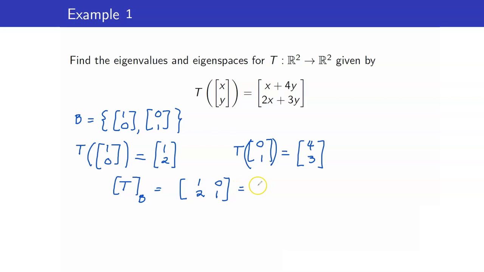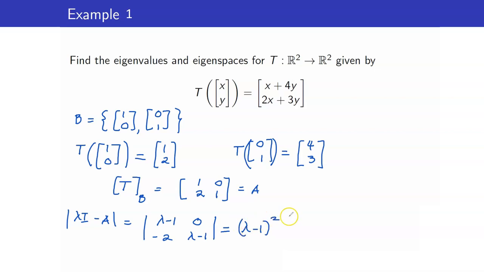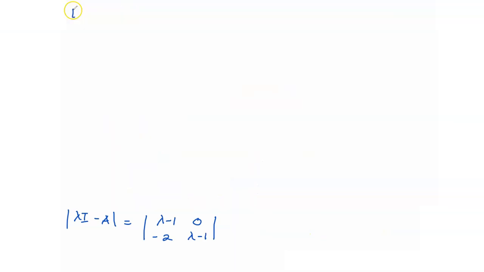Let us now get the eigenvalues of this matrix. Let me just call this A. So we have lambda I minus A. This determinant is equal to the determinant of this matrix, which is equal to the square of lambda minus 1. And therefore, we have only one eigenvalue, lambda equals 1.